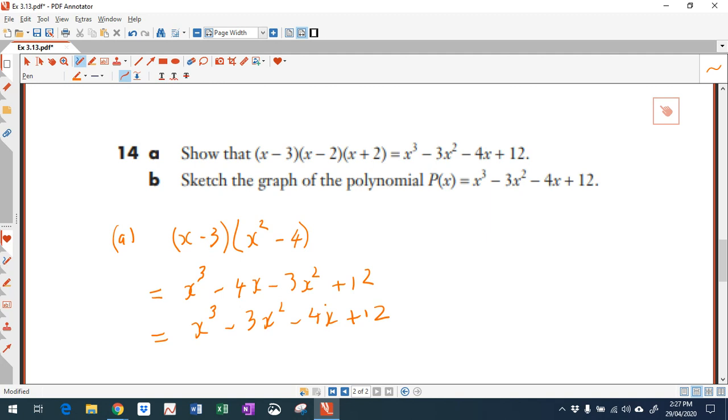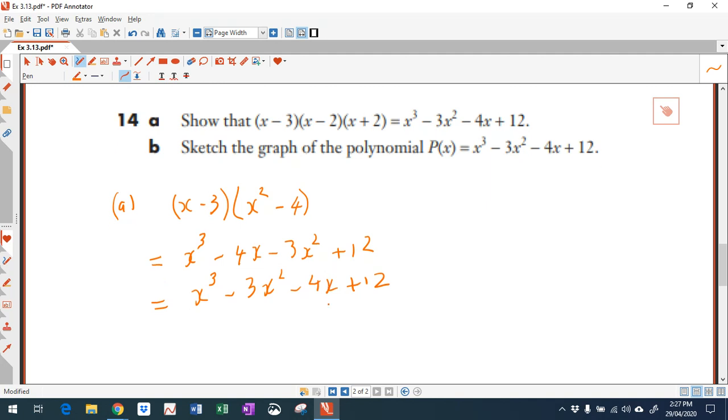Done. Sketch the graph. We're just going to do the same thing as before. Now they've already given the polynomial to you as this. They've already given you the factors, haven't they? So you've got x minus 3, x plus 2, x minus 2. Okay, so you're going to first look at finding the x-intercepts.